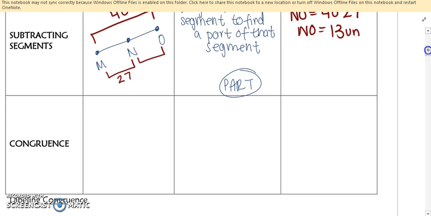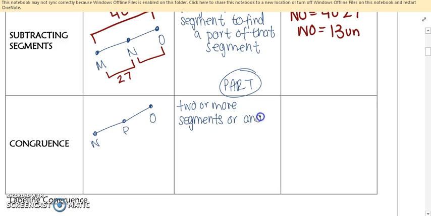Congruence. Congruence is just saying that two segments or angles are the same. So let's say we have segment NP. Our congruence is just saying that two or more segments or angles are the same.